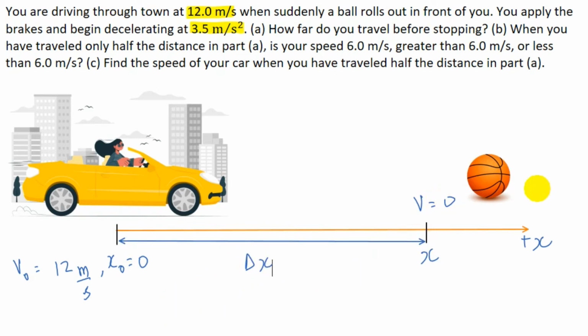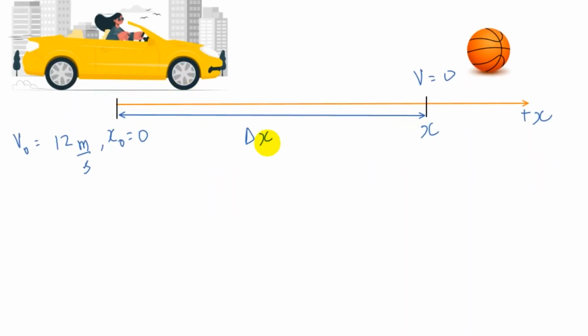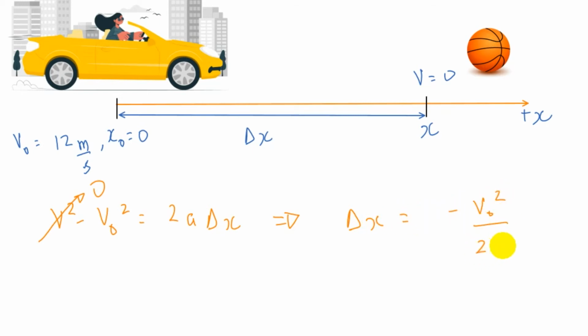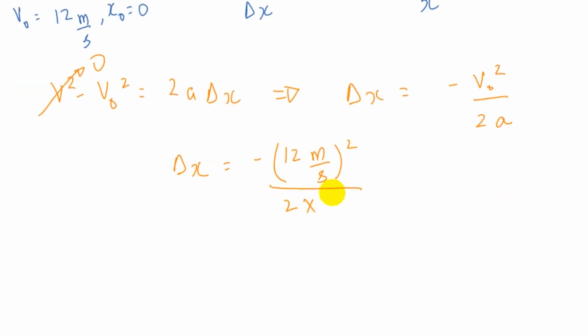Now to solve this problem, we can use equations of motion, and for this case we can use this equation, which is v square minus v naught square equals 2a delta x. Now final velocity becomes 0, so this term would be 0, and from here delta x equals minus v naught square divided by 2a. Now we can put the values. So delta x will be equal to minus, now v naught square is 12 meter per second squared, divided by 2 times acceleration.